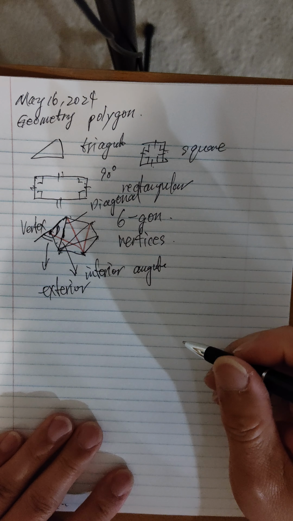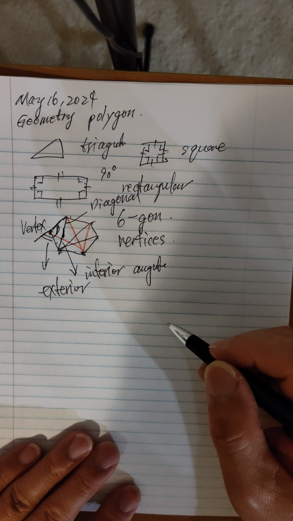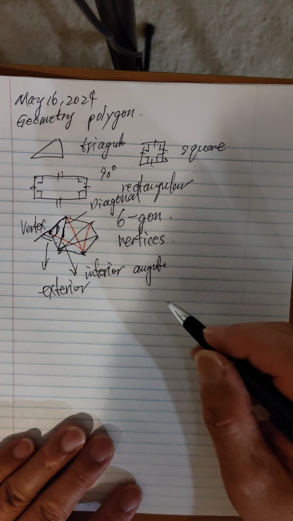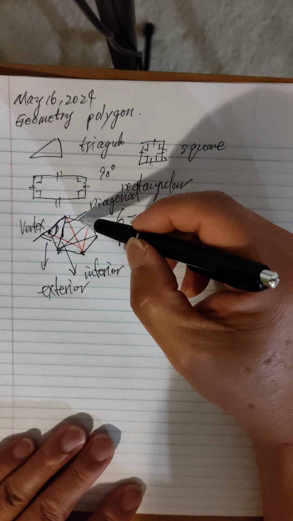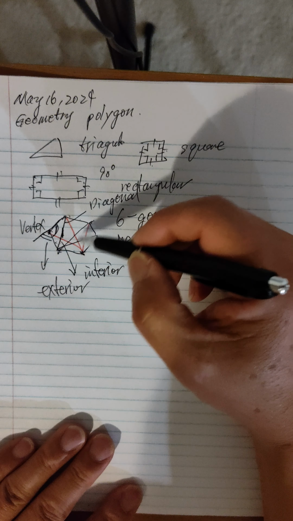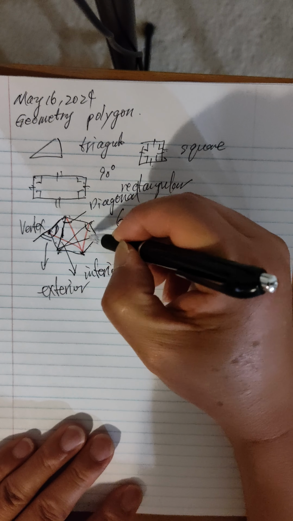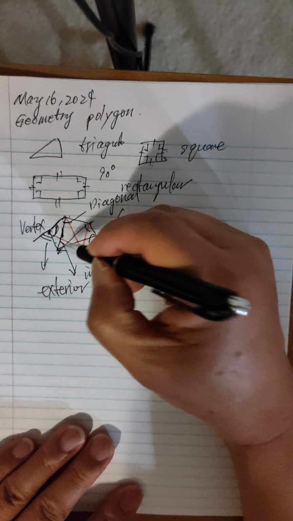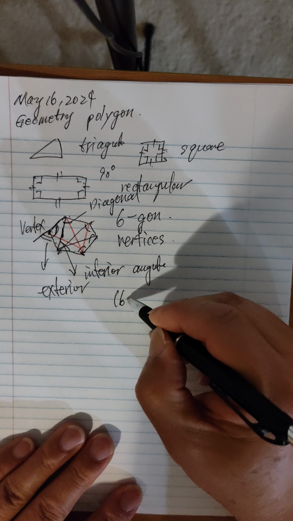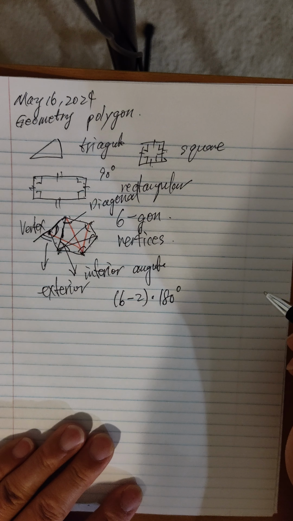Okay, so the next thing I want to share with you guys is the theorem. For instance, in this specific one, we have 6 sides. And then what is the sum of all the interior angles? That is actually equal to 6 subtract 2 times 180 degrees.